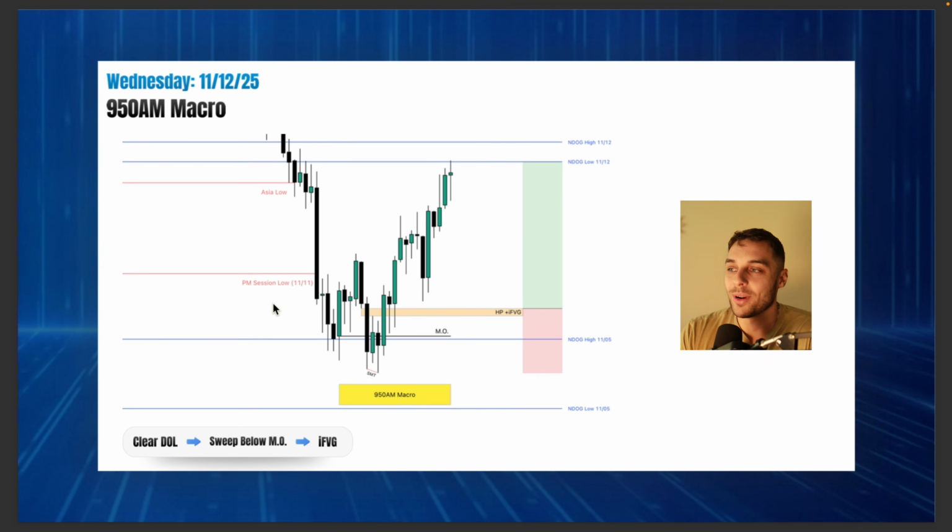Still on Wednesday, but now we're in the 9:50 macro. Now this was a bit of a, I don't want to say trickier setup, but just with the expectation that I mentioned I wanted to be on stream this week with this, a bit more conservative with this, because we still had some overarching objectives below this.